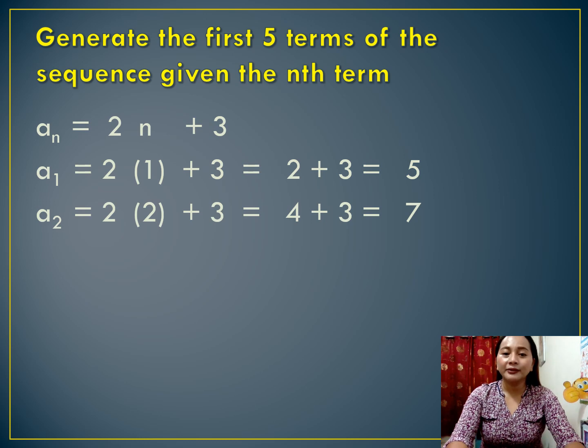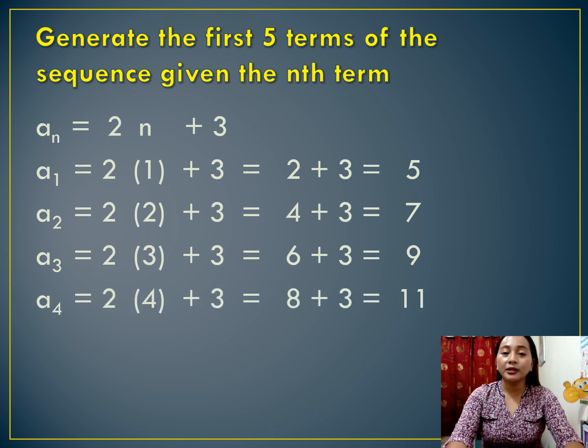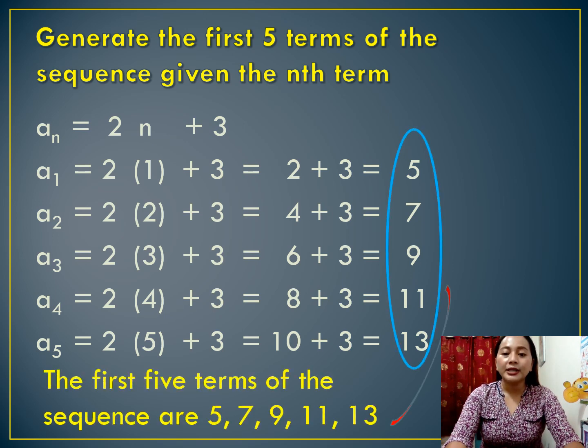Now, if you are done, remember that a sub 1, or the first term, is 5. The second term is 7. The third term will be 9. The fourth term is 11, and the fifth term is 13. Meaning 5, 7, 9, 11, and 13 are the first 5 terms of the sequence.